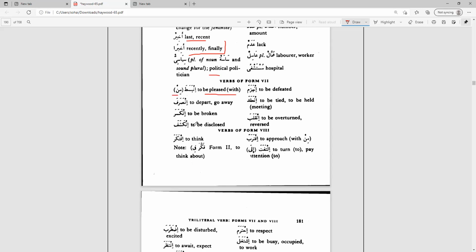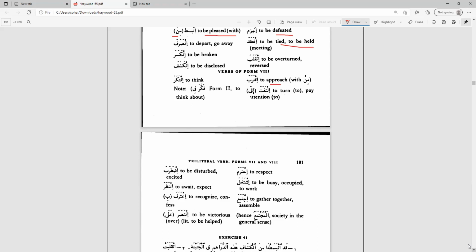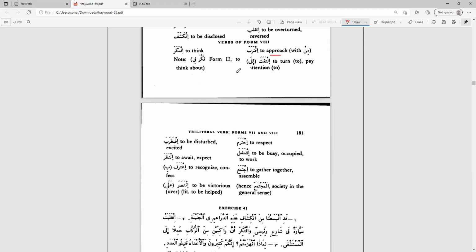Intarafa means to depart, go away. Inkasara means to be broken. Inkashafa means to be disclosed. Inhazama means to be defeated. If you look at the meaning, normally it's passive. Inaqada, to be tied, to be held. Inqalaba means to be overturned. Iftakara, form 8, means to think. Iqtaraba means to approach. If you use min, it means with. Fakkara, yufakkiru, form 2, means to think about.